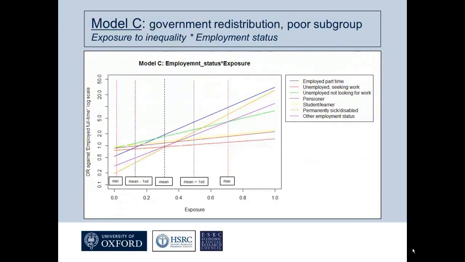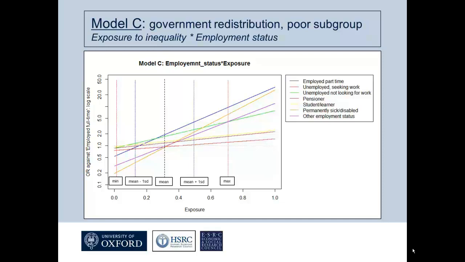So this chart is set up in exactly the same way as the ones preceding it. This one looks at employment status and exposure. The reference group for the employment status variable was people who are employed full-time, and again the y-axis is presenting odds ratios on a log scale, and the x-axis again is showing the level of exposure to socio-economic inequality from the perspective of the poor, ranging from a low of 0 to a theoretical high of 1. The various different categories of employment status are shown by the different coloured lines you see in the legend, and again these are all shown relative to the reference category of employed full-time.